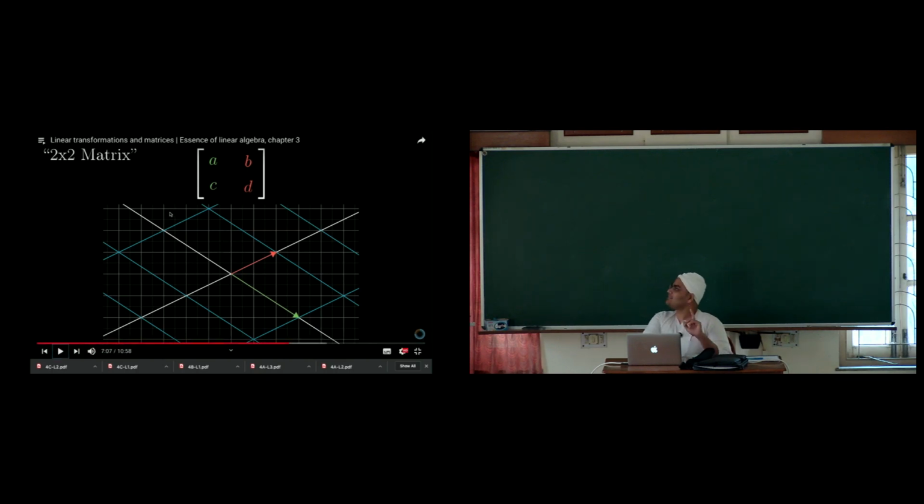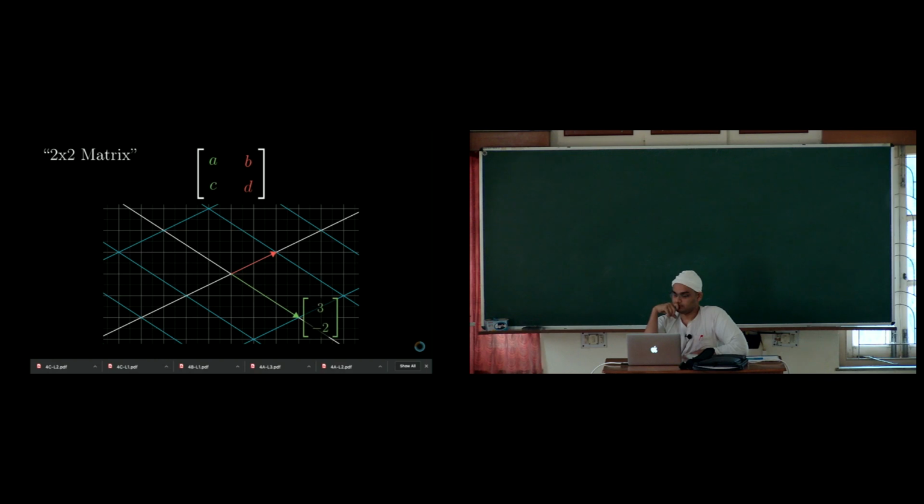Again stopping. AC is what? Transformed of i, and BD is transformed of j. Not AB and CD. AC, BD. Interpret that first column, AC, as the place where the first basis vector lands, and that second column, BD, as the place where the second basis vector lands.